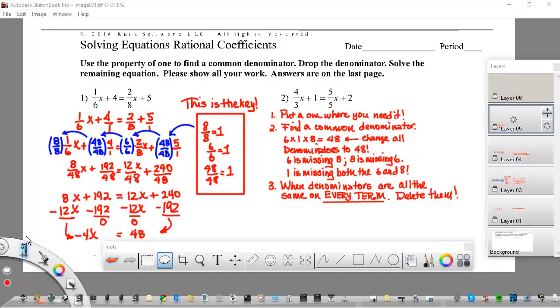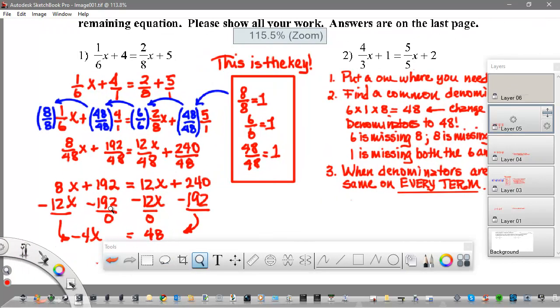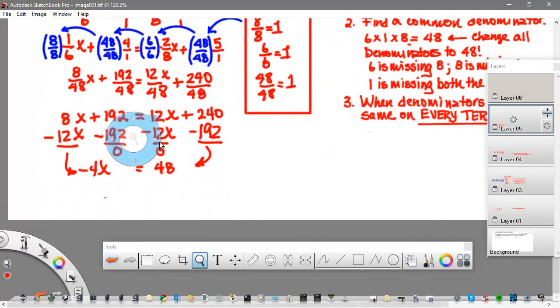Take a look at this really closely, and let me zoom in. Look at that. If I drop the 48, I get an 8x. If I drop the 48, I get 192. If I drop the 48, I get 12x. If I drop the 48, I get 240. Do you see, this is the type of equation that we learned how to do last week. So all the steps you already know to solve these type of equations.